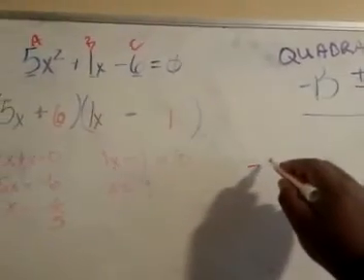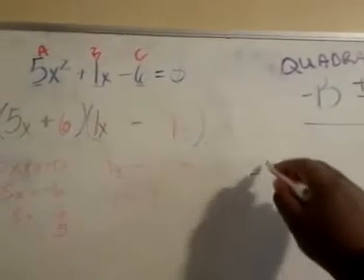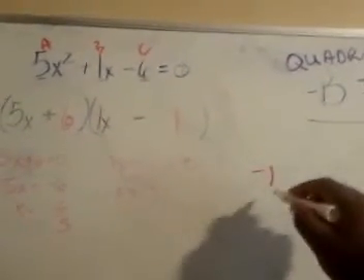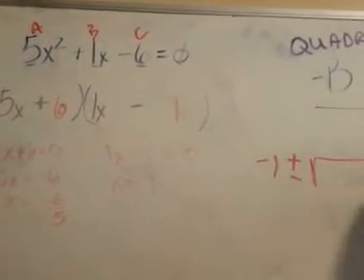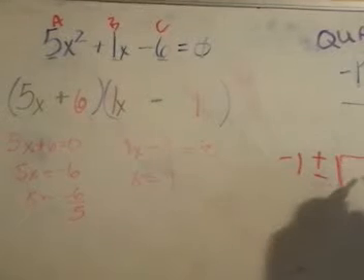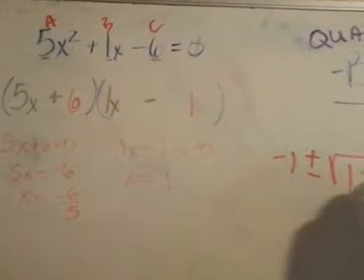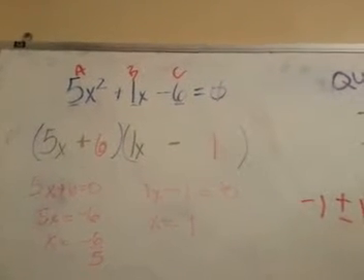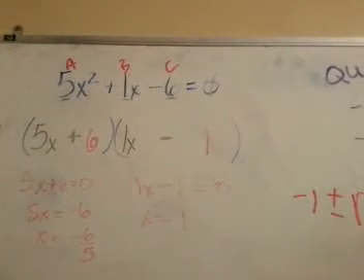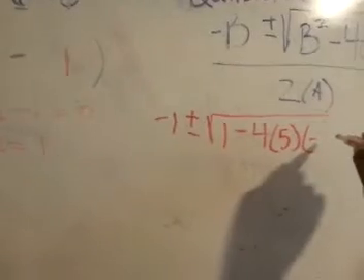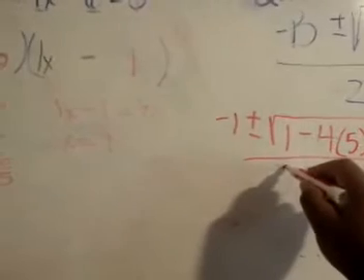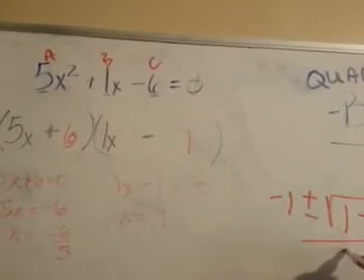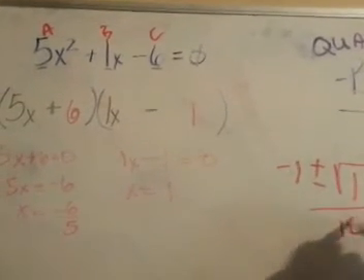Negative. The b is 1, so I'm going to say negative 1. I'll substitute in some cases, and I won't substitute in other cases. Plus or minus the square root of 1 squared is 1, minus 4 times a, which is 5, and c, rather, is negative 6, all over 2 times a. Well, if a is 5, then 2 times a would be 10.